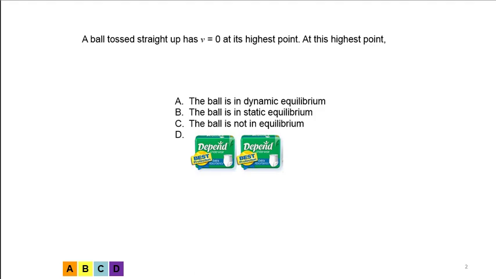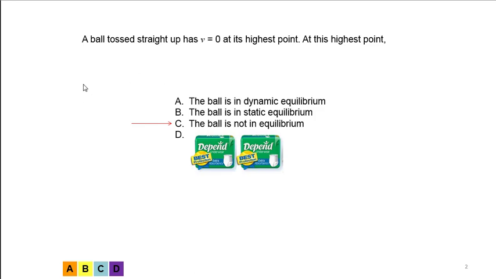Now, when you see velocity equal to 0, that might make you think, oh, that means the net force on it is equal to 0. That must mean that it's in some type of equilibrium. But that's not true. Let's just remember, equilibrium means the net force on an object is 0. If the net force on an object is 0, the acceleration has to be 0.